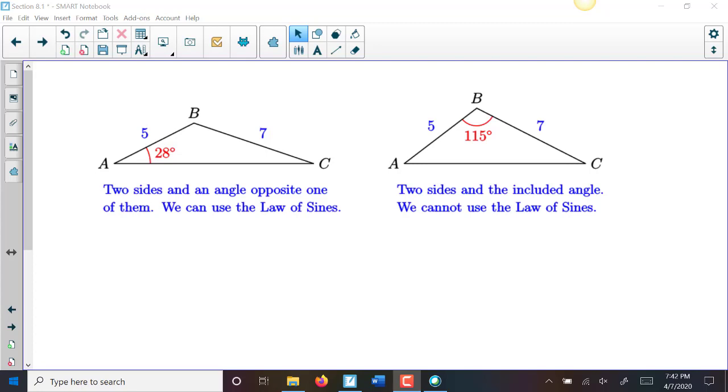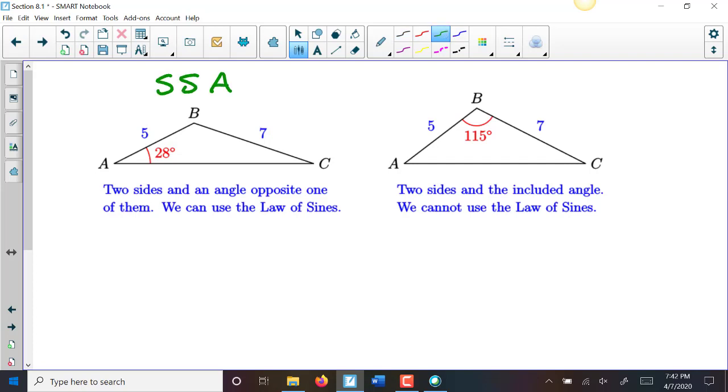Okay, so we've been solving oblique triangles. And in the triangle on the left, we have the situation where we have side-side-angle. Okay, I have two sides, one angle, and one of the sides is opposite the angle. So I'm able to use the law of sines. That's the only situation with law of sines where there are two sides and one angle.